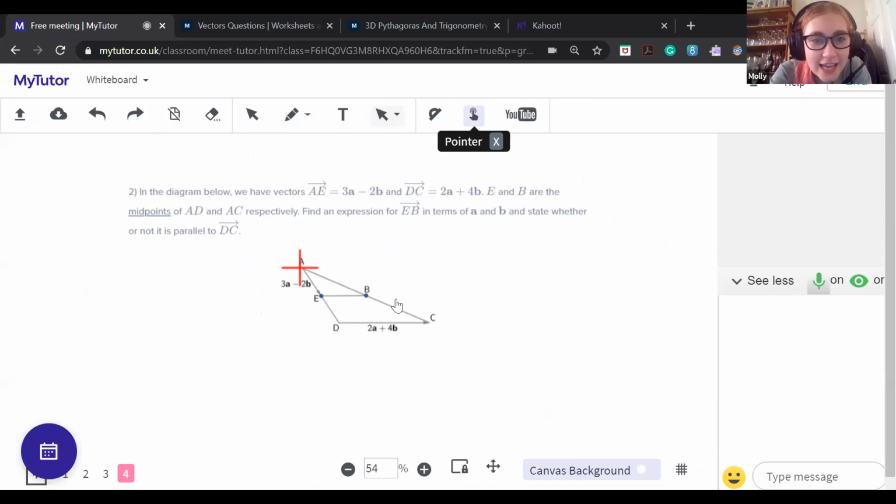So vectors, AE is 3a minus 2b, and DC is 2a plus 4b. E and B are the midpoints. So E is exactly halfway between A and D, and B is exactly halfway between A and C. So we want to find an expression for EB and say whether it's parallel to DC. So does anybody have any ideas for how we could do this?